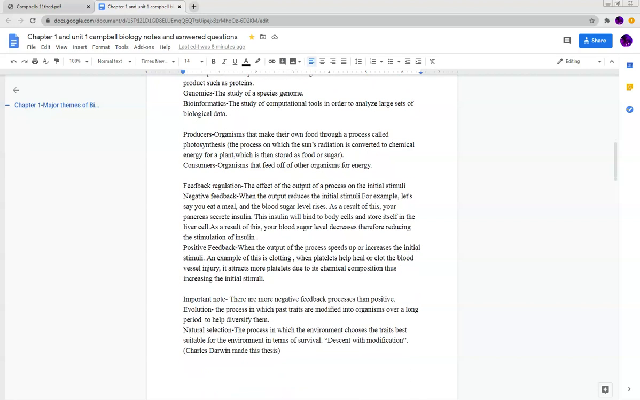So evolution. Evolution is the process in which past traits are modified in organisms over a long period of time to help diversify them. That was worded really badly. My bad. I'm just bad at taking notes at school.